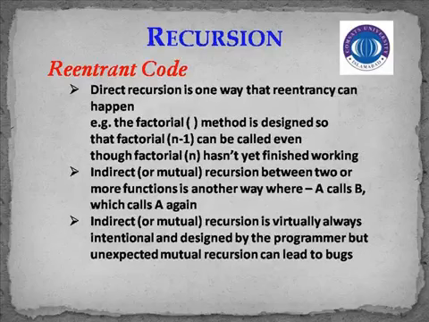Direct recursion is one way that reentrancy can happen. For instance, the factorial method is designed so that factorial n minus 1 can be called even though factorial n hasn't yet finished working. Indirect or mutual recursion between two or more functions is another way, where A calls B, which calls A again. Indirect or mutual recursion is virtually always intentional and designed by the programmer, but unexpected mutual recursion can lead to bugs.